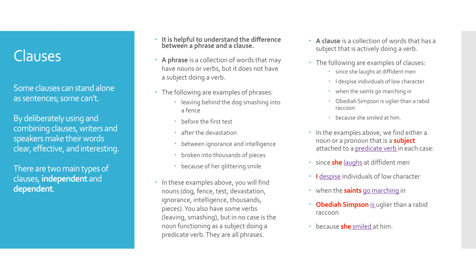A phrase is a collection of words that may have nouns or verbs, but it does not have a subject doing the verb. The following are examples of phrases. Leaving behind the dog. Smashing into a fence. Before the first test. After the devastation. Between ignorance and intelligence. Broken into 1,000 pieces. Because of her glittering smile.